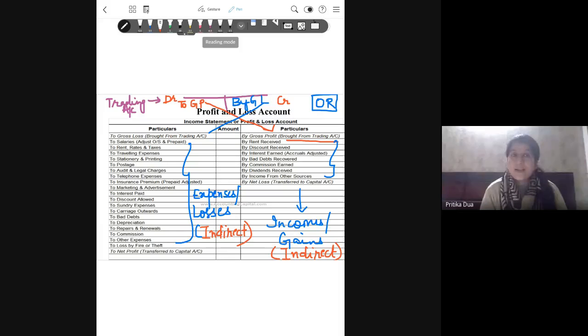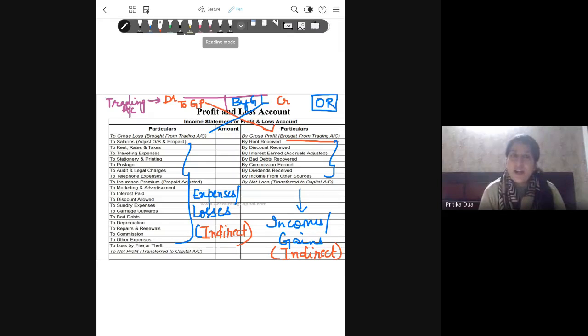Okay, next expense on the debit side is rent, rates and taxes. Now rent, all of you understand, is when you have taken some property on lease or rental basis and you are paying some monthly or quarterly charge for it. Rates can be municipal charges on the property. Taxes are any tax which the state government or the central government is charging. Now all these should be related to the office. They shouldn't be related to the factory.